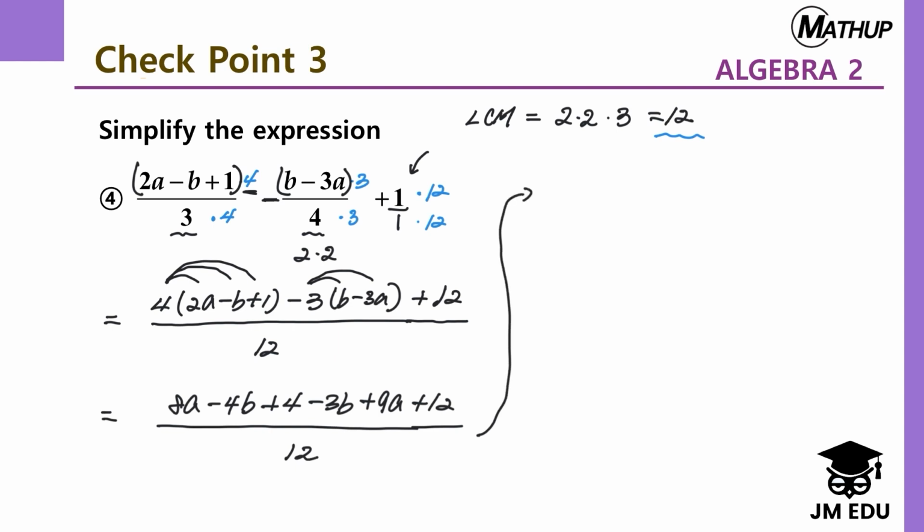So that is equal to, here we have 8a, 9a, 8 plus 9, that's 17a, right? So 17a. Let's look at term b, negative 4b, negative 3b. So negative 4 minus 3, that's minus 7b, right? Constant, we have a 4, 12. 4 plus 12, that's 16, right? So plus 16 over the denominator 12.